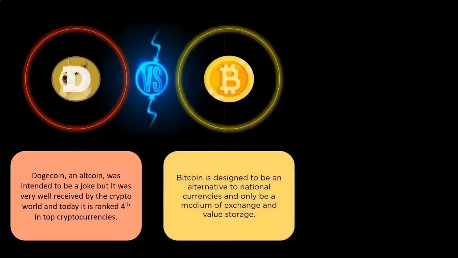Bitcoin led the first revolution of digital money in 2013. Bitcoin enables transparent and decentralized peer-to-peer transactions. Bitcoin is designed to be an alternative to national currencies and intends only to be a medium of exchange and value storage. It comprises features like a public ledger, immutability, and high transparency, making it a great platform.